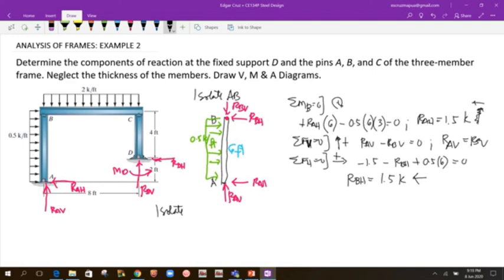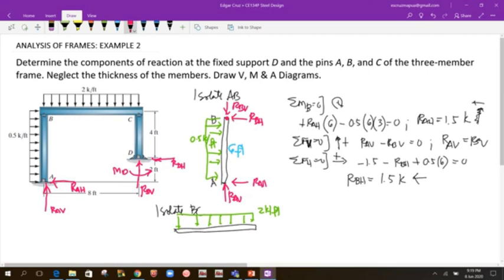member BC naman. Okay, members BC. For member BC, we have this member. Tapos meron tayong load. Ang load natin dyan, uniform load ulit, same lang. So ito yung uniform load, and the magnitude of the uniform load is 2 kips per foot. Okay, so since they are pinned din, diba? So pin silang dalawa.